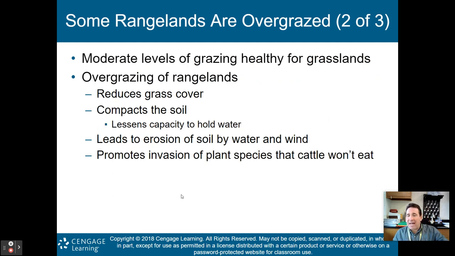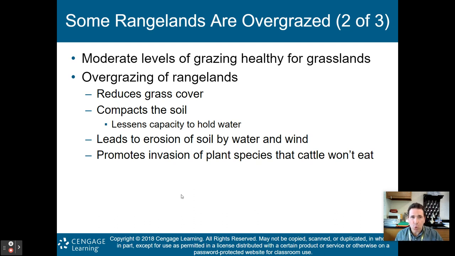The problem is that many of our rangelands are becoming overgrazed. Moderate levels of grazing are actually healthy for grasslands, as they take a little bit of that grass out and allow other species of plants and animals to grow and thrive there.